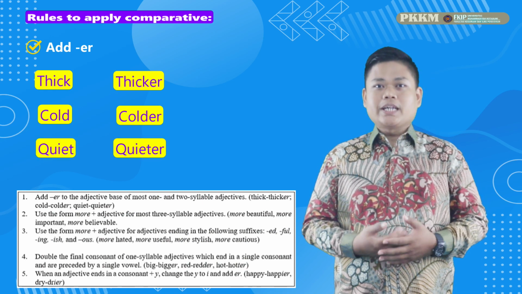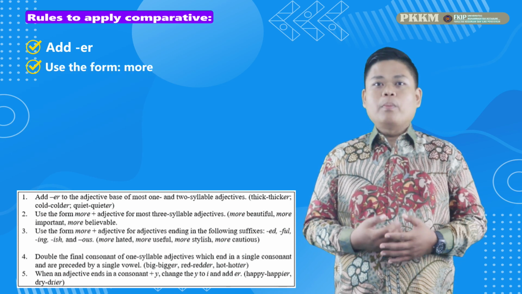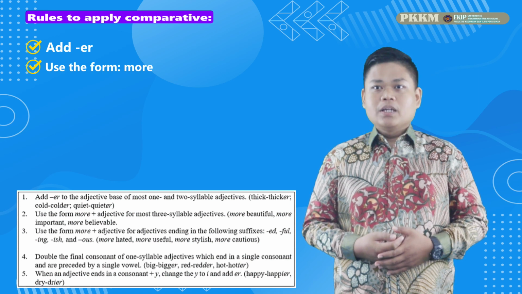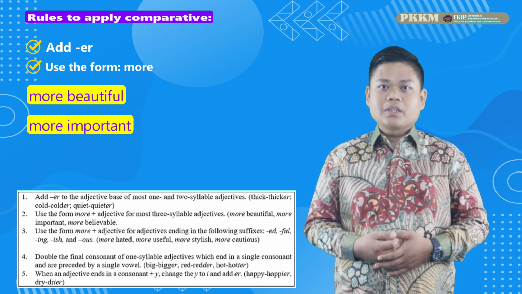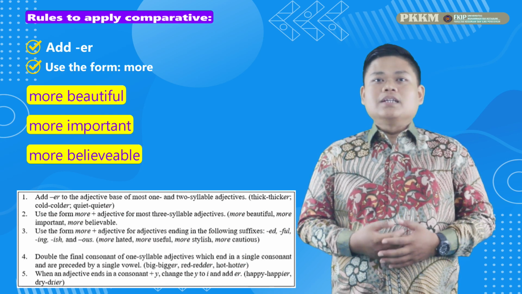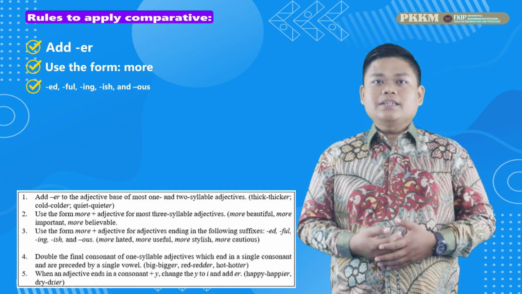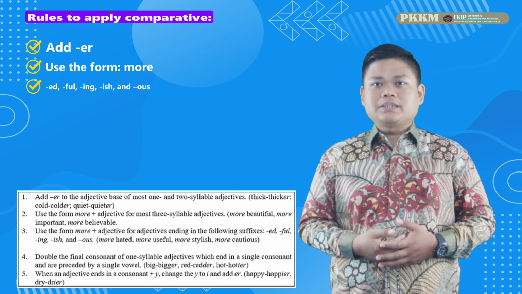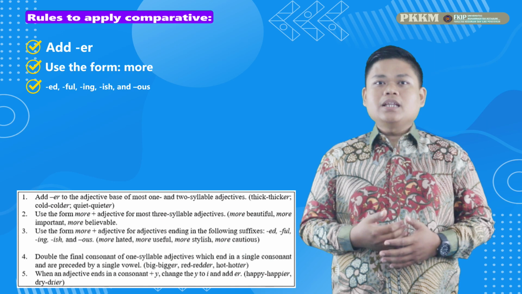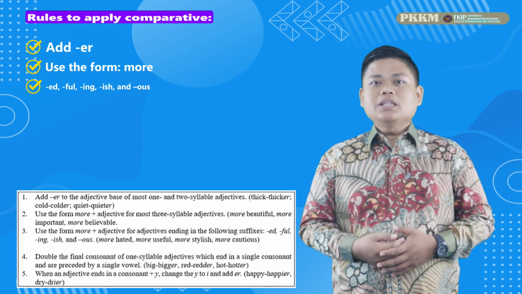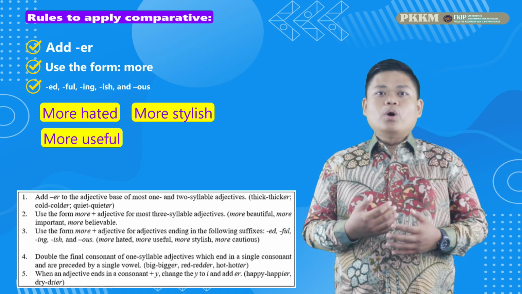The second rule is use the form more plus adjective for most three syllable adjectives. Take for example, more beautiful, more important, more believable. The third rule is use the form more plus adjective for adjectives ending in the following suffixes ed, full, ing, ish, and ous. Take for example, more headache, more useful, more stylish, more cautious.